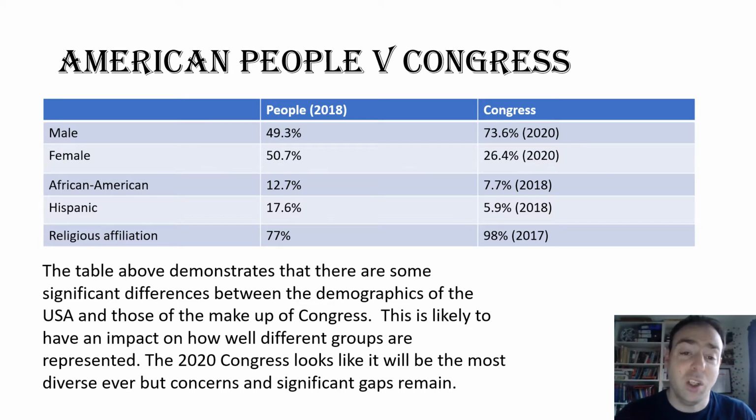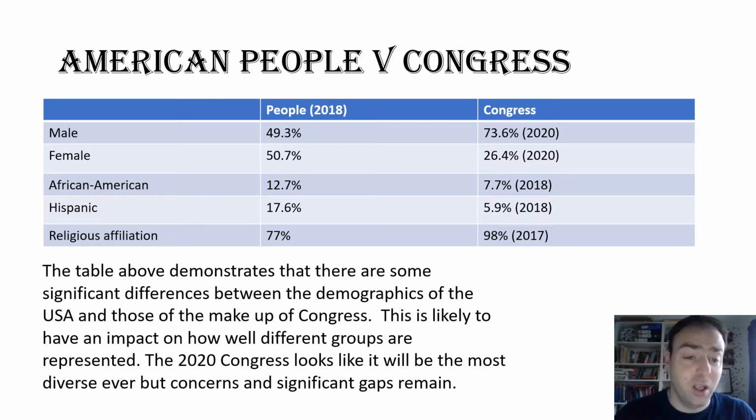So, as a population, the American population is slightly more female than it is male. Congress is overwhelmingly the other way. Getting on for three quarters of Congress is male, only just over a quarter is female. Now, to put this into real context, 2020 has seen the most female members of Congress elected ever, and still it's only just over a quarter. So we can see women are massively underrepresented in Congress.